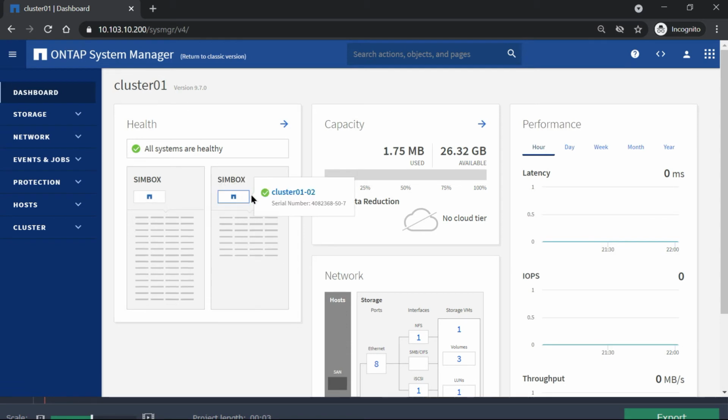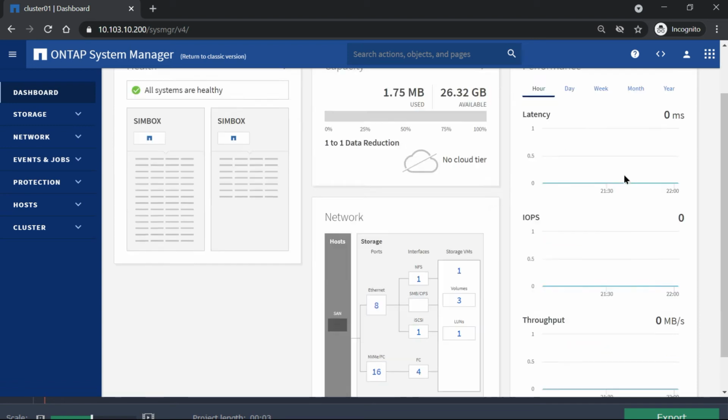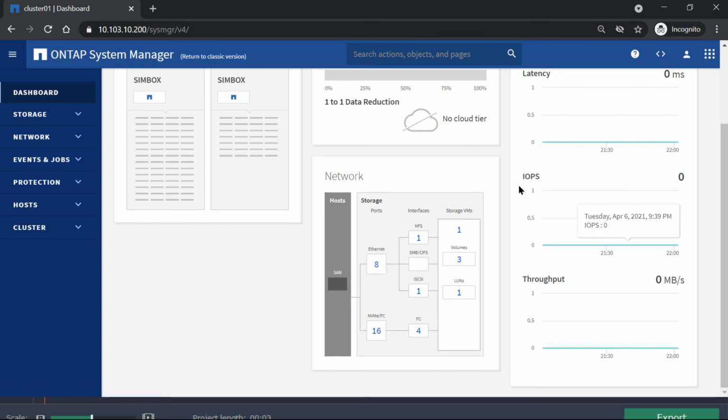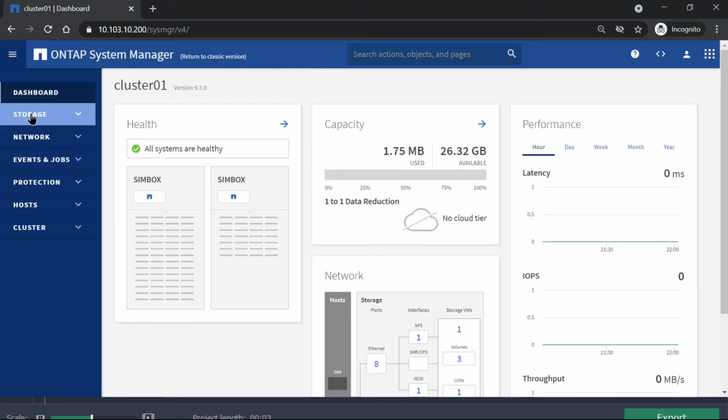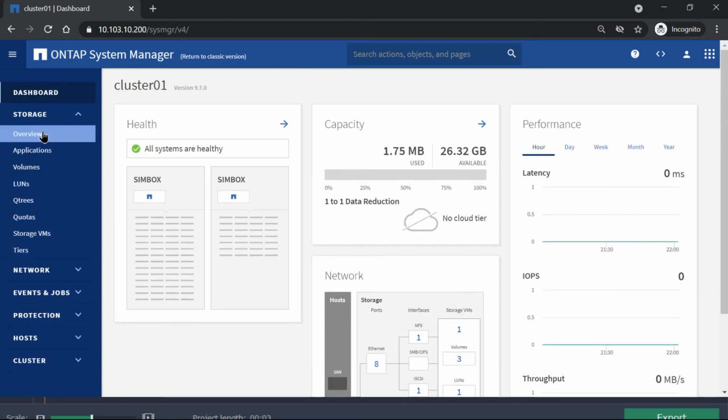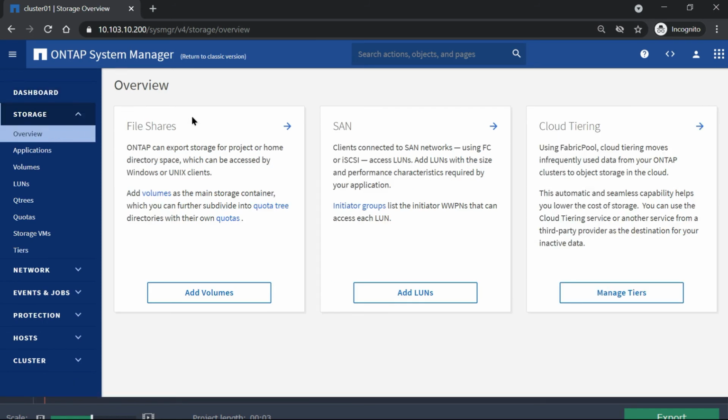This is node 1, and that is node 2, and these are the disks. Node 1 has more disks than node 2. This is the total capacity of my SAN storage. You can find some useful information about the performance here, and also this is a summary of the network. So we have 3 volumes, 1 LUN. Great. This is the dashboard, the overview of the storage, no configuration yet.